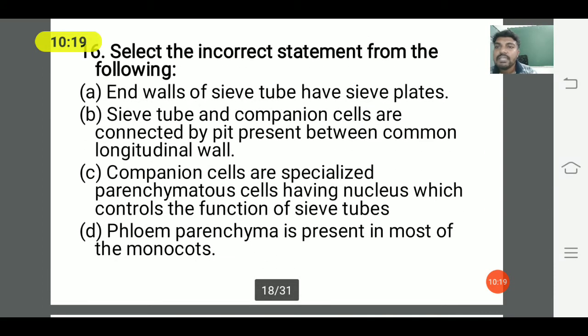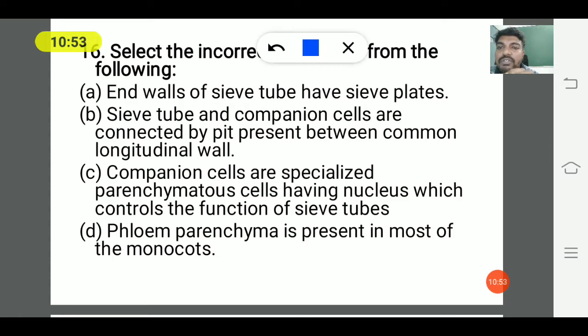16th question, let's see. Select the incorrect statement from the following. So we have to choose the incorrect statement. Option A, end walls of a sieve tube have sieve plates. That's right, correct. They have sieve plates at the end walls. Sieve tube and companion cells are connected by a common longitudinal wall. Of course, the common longitudinal wall is shared between the sieve tube and companion cells. Companion cells are specialized parenchyma cells having a nucleus which controls the function of sieve tube cells.